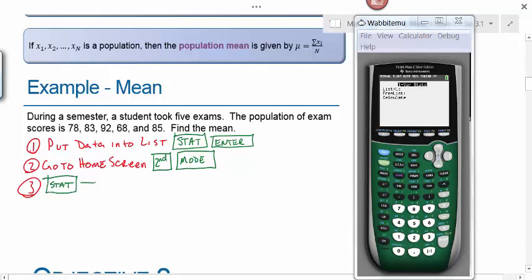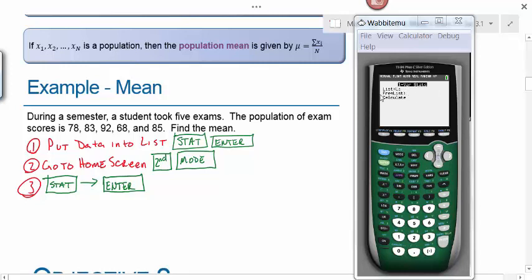Then I'm going to draw an arrow to the right because we're going to scroll to the right, and then we hit enter, because what we want to calculate are one variable statistics, and the one variable stats is already highlighted as number 1. If you put your data in list 2, you don't have to do anything different here. I did put my data in list 2. Whatever list you put your data in, that's what you need to fill in for this list.